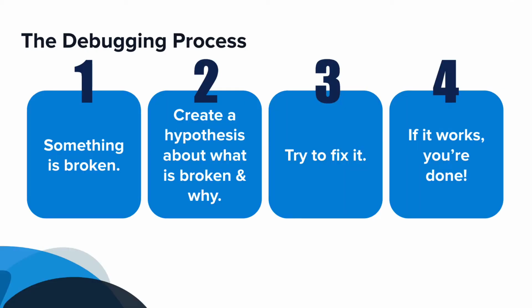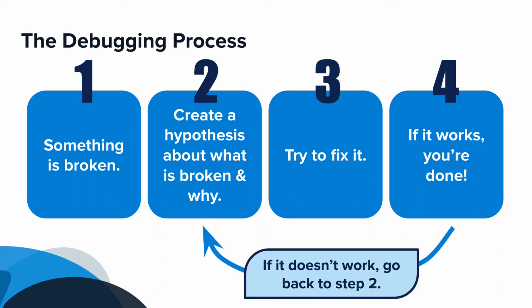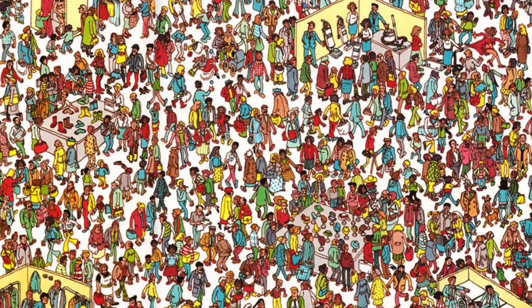The debugging process starts when something is broken or isn't working as intended. We create a hypothesis about what is wrong and why. Then we try to fix it. If we make the fix and our program now works, then we're done. But if we try a fix and the program is still broken, we return to step 2 and try again.